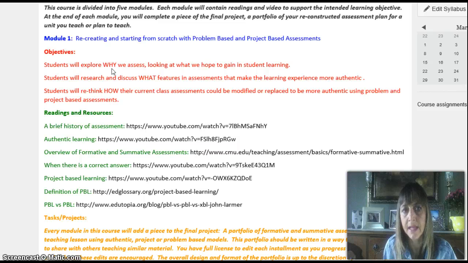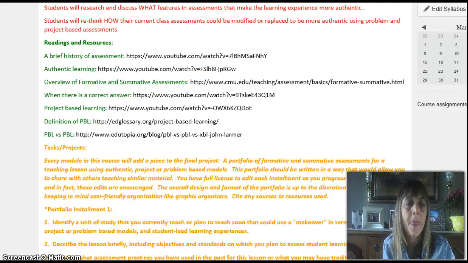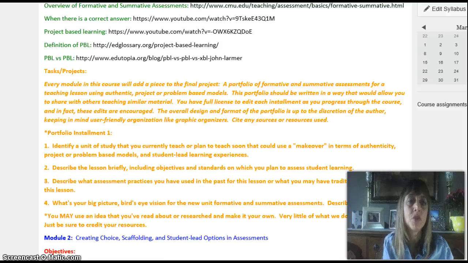what this could look like in my classroom. How do I know when I'm seeing project-based and problem-based assessments? What will that look like for me? And then finally moving to how will I do it in my class? And that's where the project comes in. And every module, like I said, will have a mini version of the project.